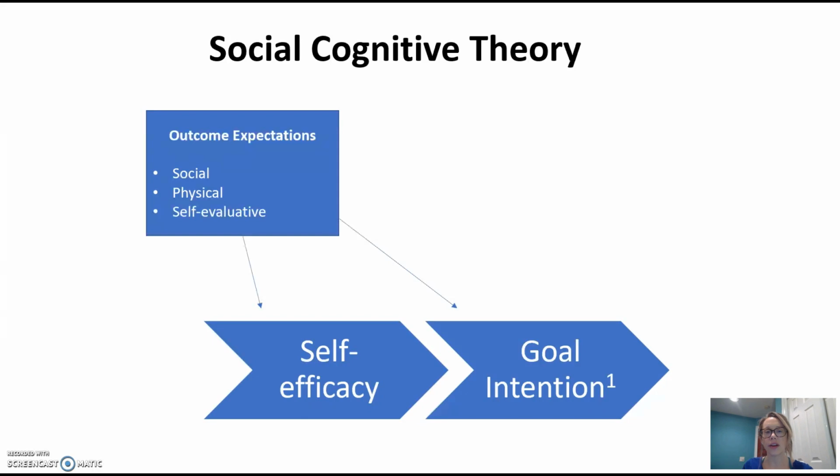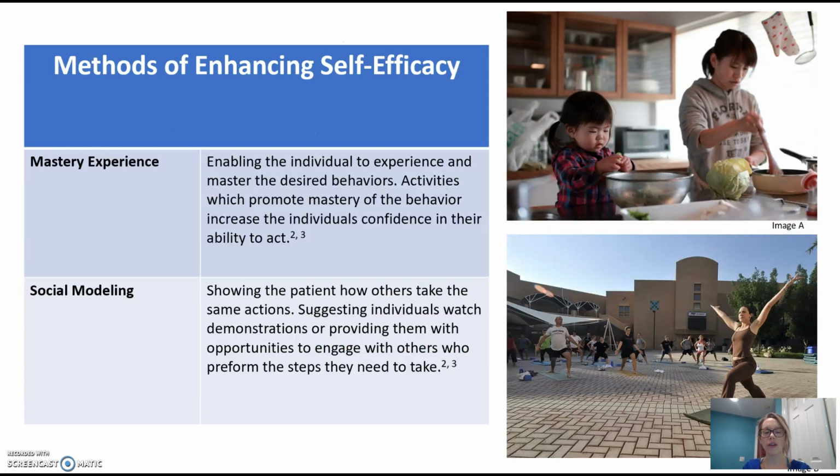In social cognitive theory, the outcome expectations are the potential mediators of change and the expectations a patient perceives from the outcome of engaging in a behavioral change. These will promote a patient's self-efficacy and encourage the development of goal intention. Even though self-efficacy is an internal and personal feeling and an emotion that's associated with the person's ability to perform a task, there are methods that we can take towards enhancing our patient's self-efficacy.